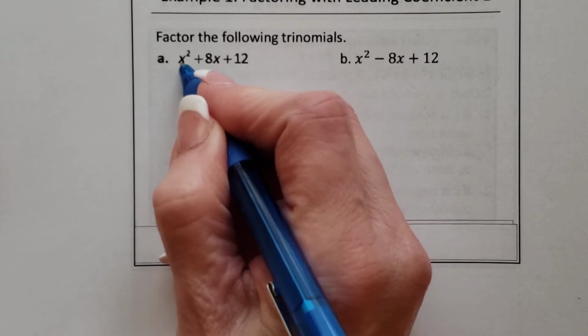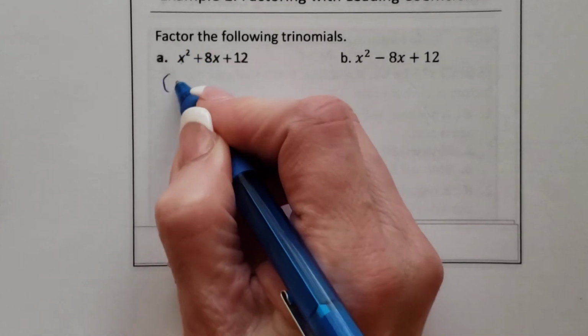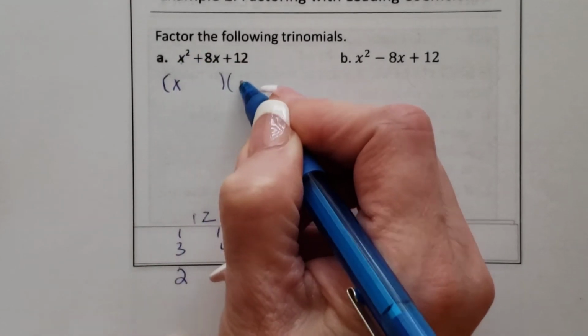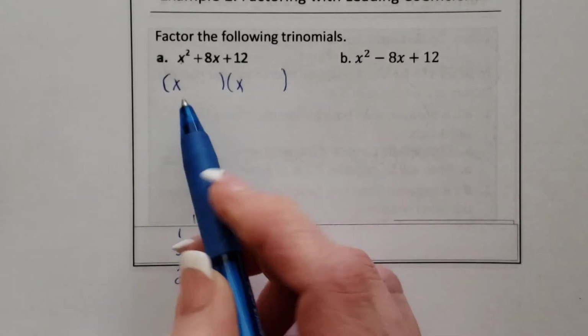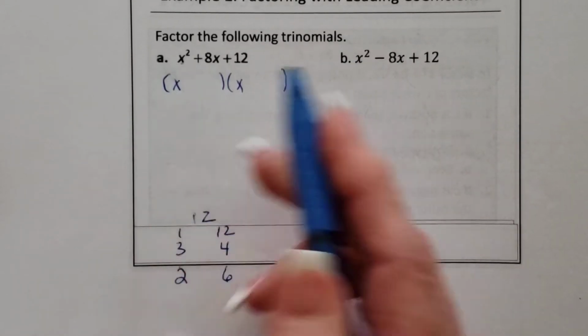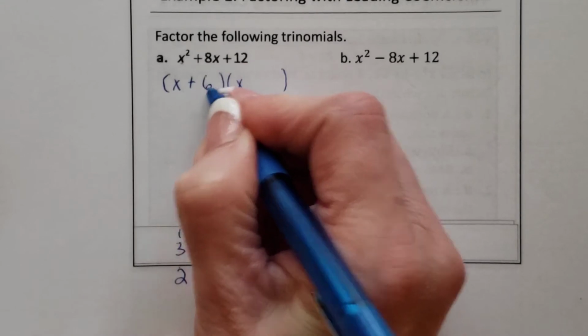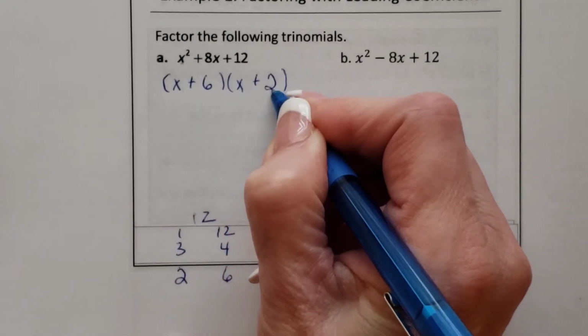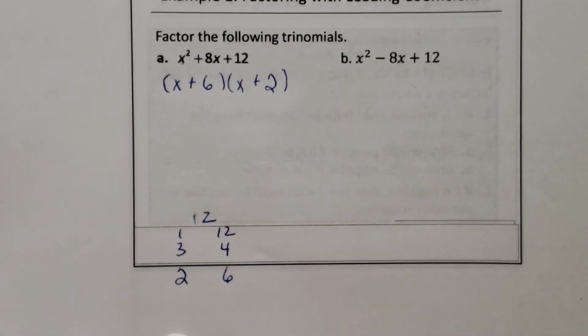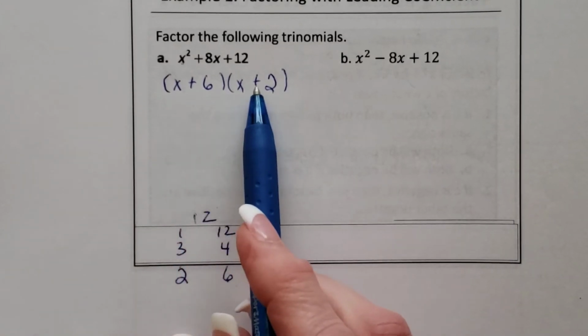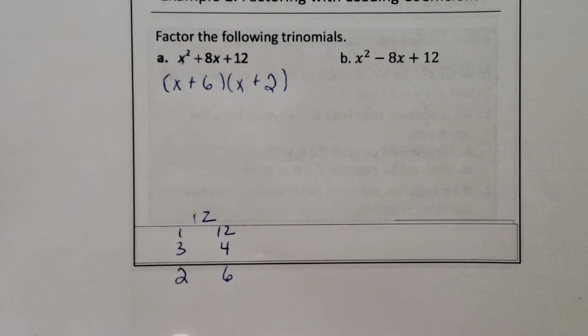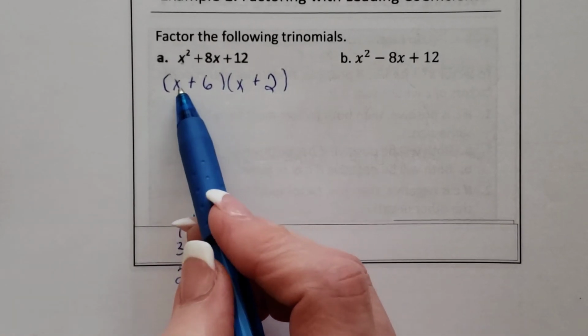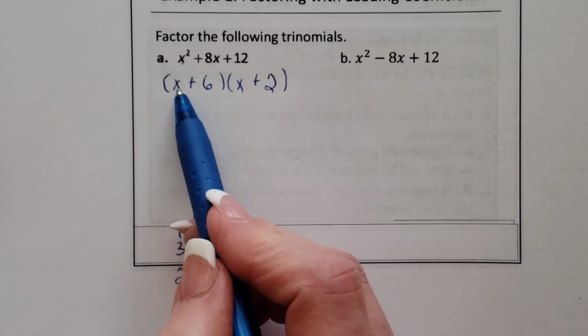The square root of x squared is x, so we divide out our x's. Then our two numbers that multiply to give us 12 and add to give us 8 are 6 and 2. So we have factored this trinomial, and I'm going to show you how you can check your work by FOILing.